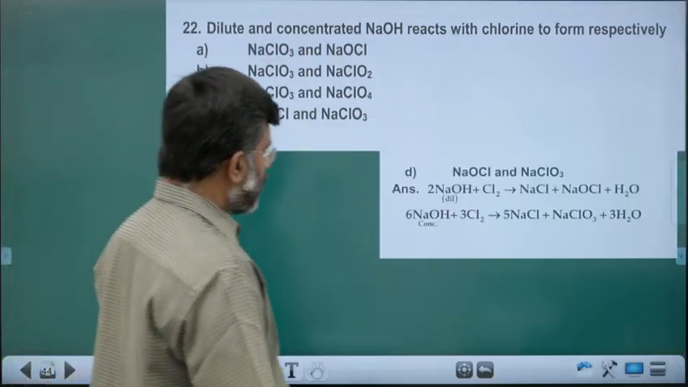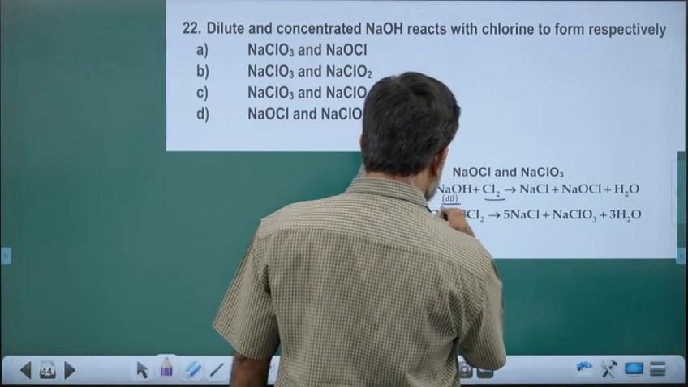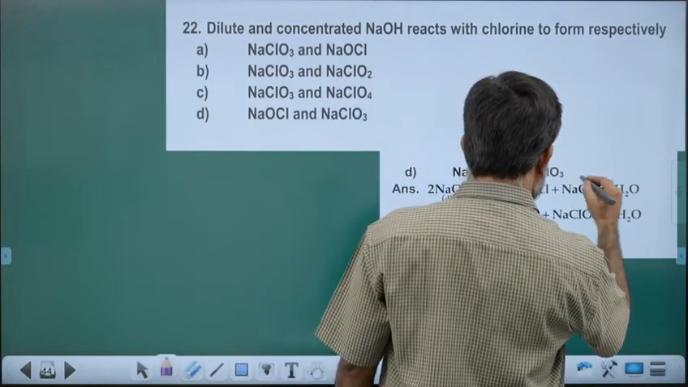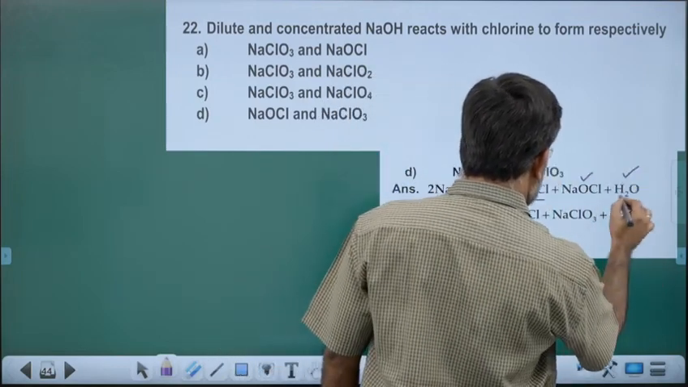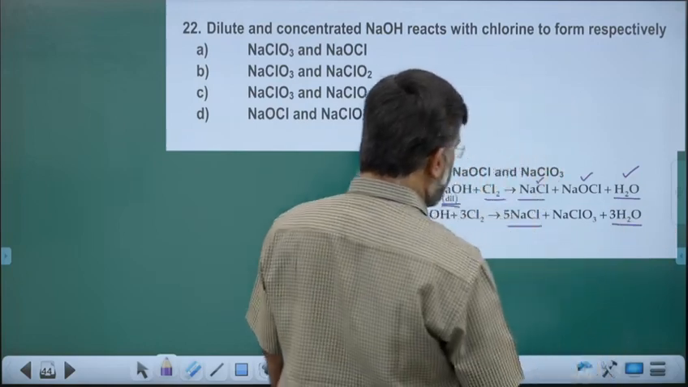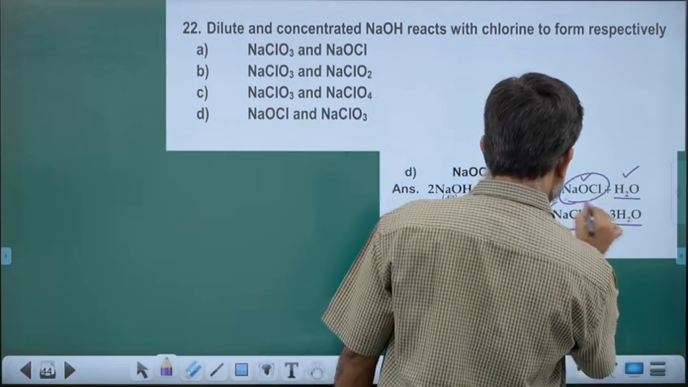And this is the reaction. Chlorine with the dilute NaOH, you are getting this, this, this. So this is the common point. The difference comes over here.